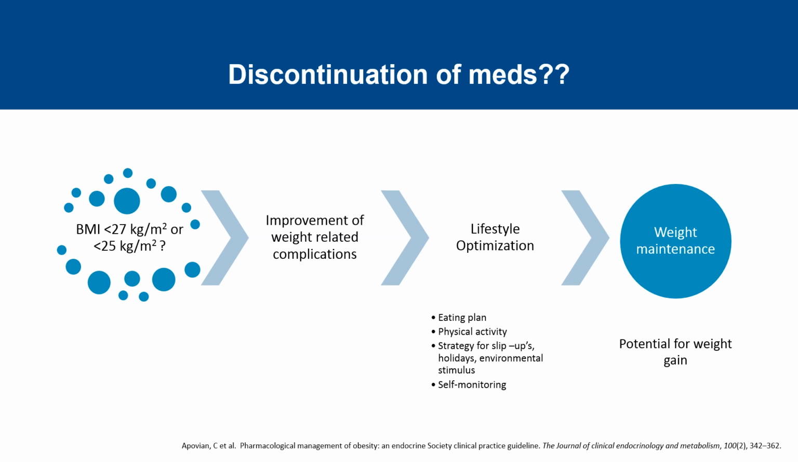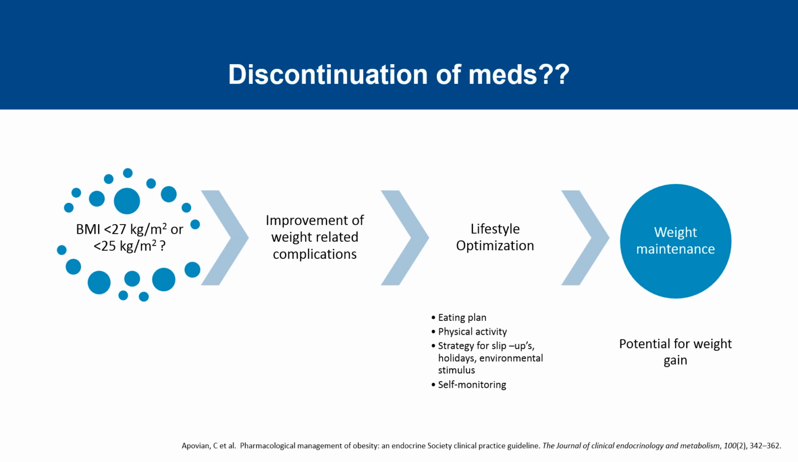And so when do we consider discontinuing the medications? When the patient reaches a BMI of 27 or even a BMI of 25? Do we consider after there has been an improvement in weight-related complications? And so I always tell the patients, in preparing to stop the medications, if they want to stop the medications, number one, obesity is a chronic disease. There's no cure. It is going to require long-term treatment.